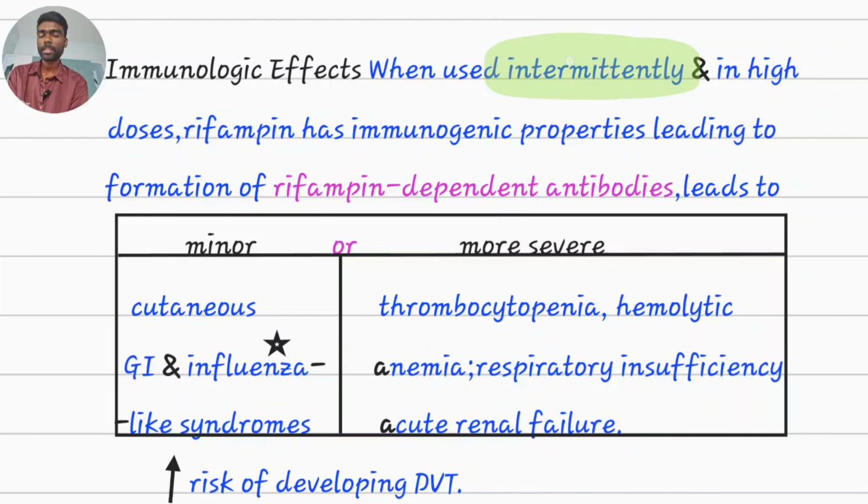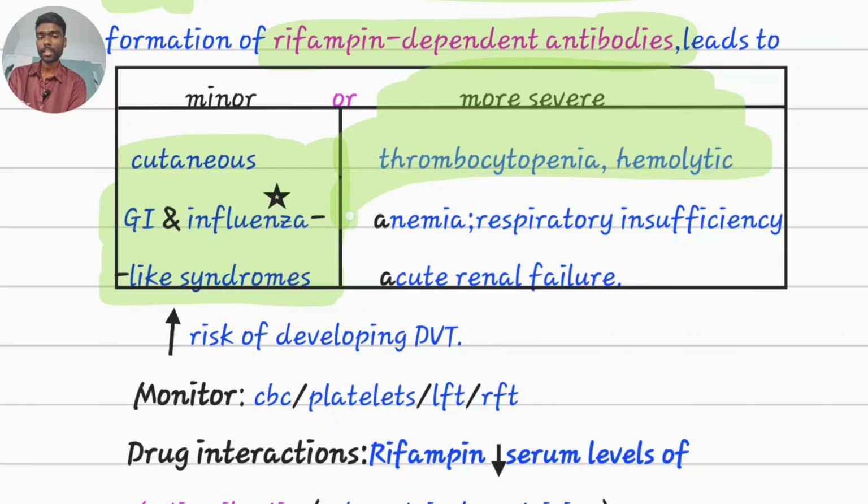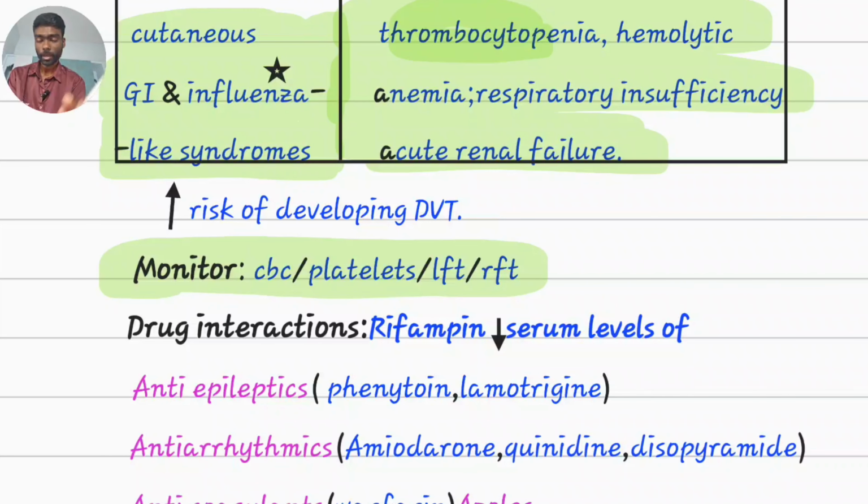Immunological effects. When used intermittently and in high dosages, rifampicin has immunogenic properties. That means it leads to the formation of rifampin-dependent antibodies, which may lead to cutaneous syndrome, GI syndrome, influenza-like syndrome. Here, the main thing is flu-like syndrome. It may also lead to more severe thrombocytopenia, hemolytic anemia, respiratory insufficiency, acute renal failure. Hence, we have to monitor CBC, platelets, and LFTs, along with RFTs also.